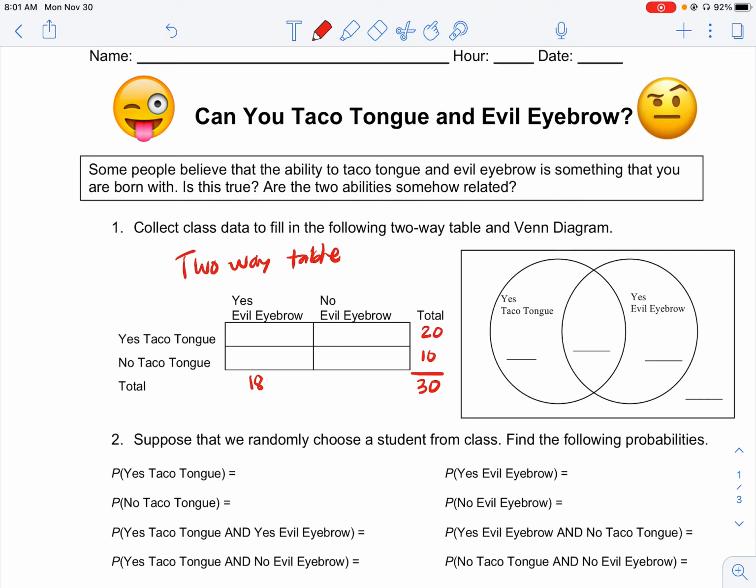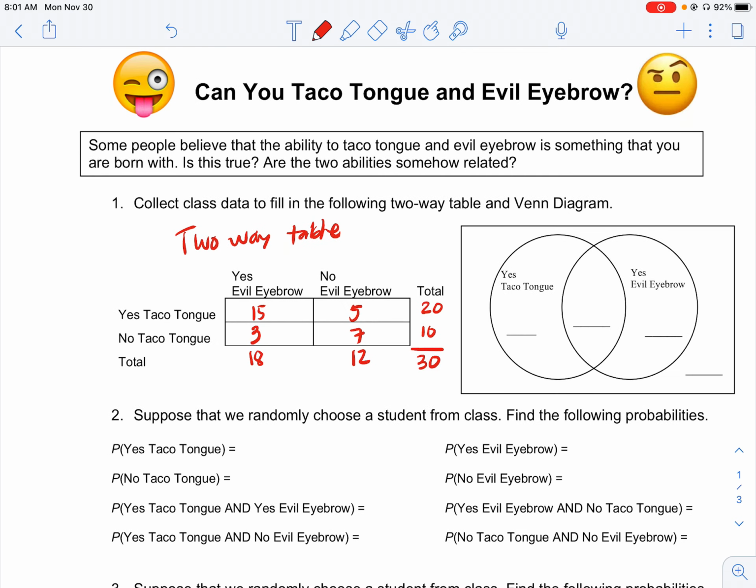18 students were able to do the evil eyebrow, and we have 12 who were not able to do it. Of the 18 students who were able to do the eyebrow, 15 of them were also able to do the taco tongue. That leaves us with 3 people who were not able to do taco tongue. Of the 12 students who are unable to do the evil eyebrow, 5 were able to do the taco tongue. So that leaves us with 7 people who cannot do taco tongue and cannot do an evil eyebrow.